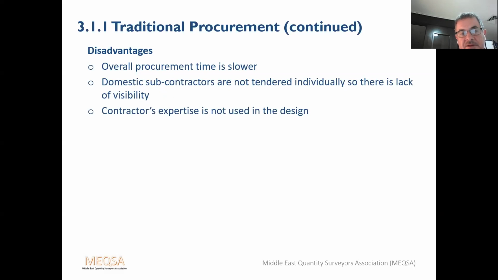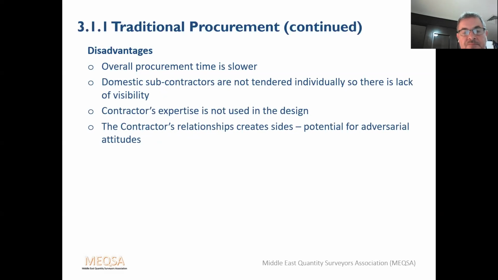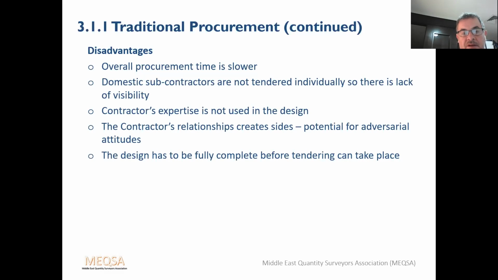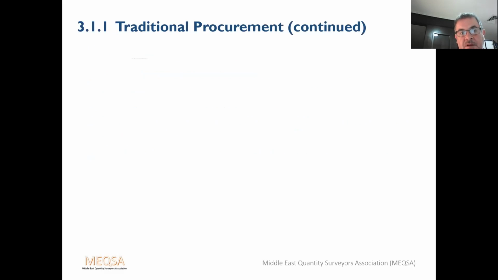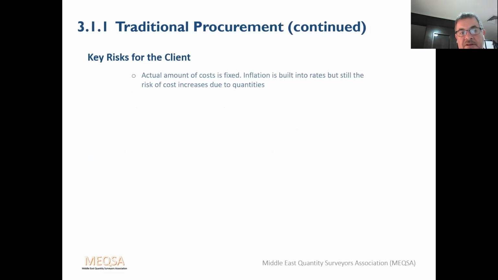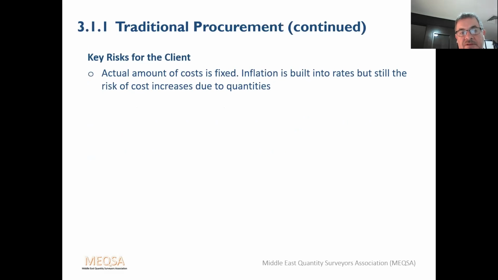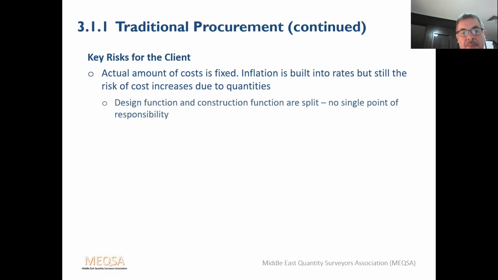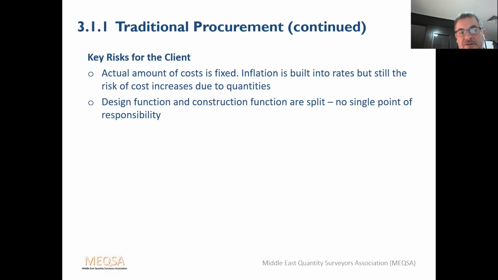The contractor's expertise is not used in the design, so sometimes buildability can be an issue. The contractor's relationship creates sides, so there's potential for adversarial attitudes. The design has to be fully complete before tendering can take place. The key risks for the client: the actual amount of cost is fixed. Inflation is built into the rates, but there's still the risk of cost increases due to the quantities changing. Design function and construction function are split, so there's no single point of responsibility.